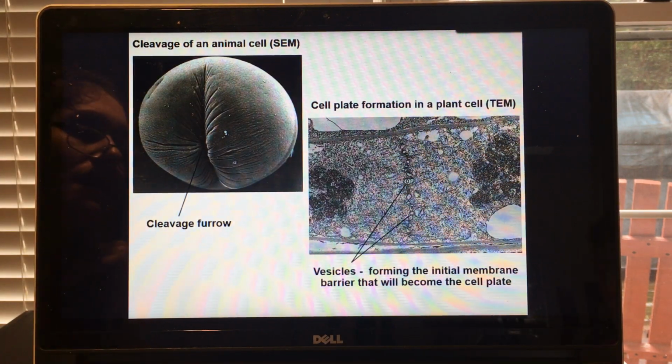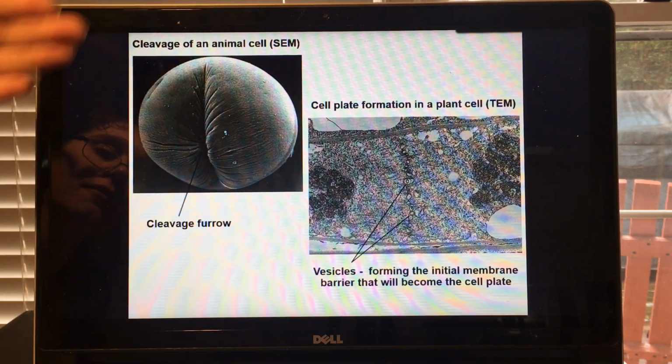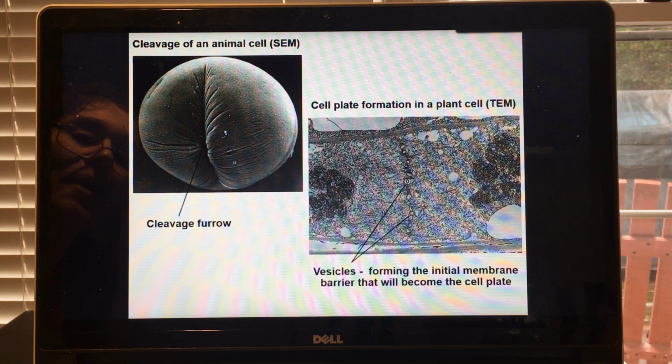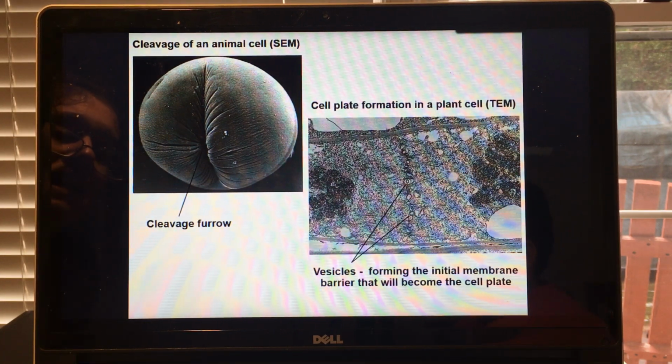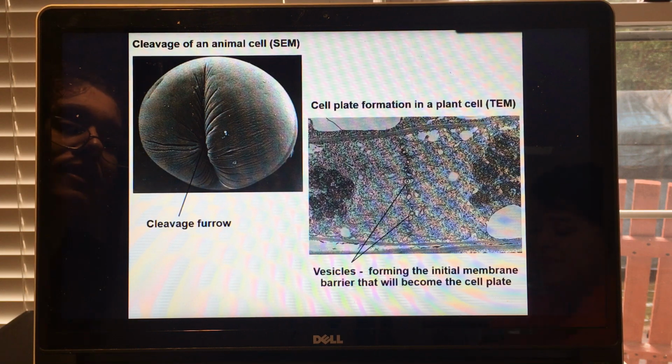And if you guessed that the two new cells will be smaller, that's certainly true, but they will eventually grow in size. Now, this photograph is showing an animal cell dividing, and it's pinching in. And it's called a cleavage furrow because this is, in all likelihood, an egg cell that divides. And when egg cells divide, they don't have time to grow in between mitotic cell divisions. And so it's referred to as cleavage.